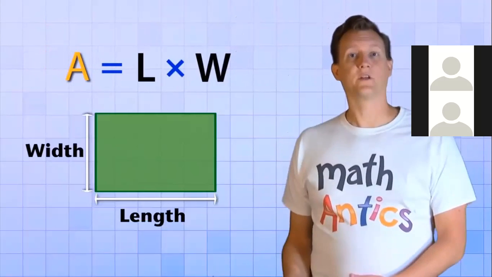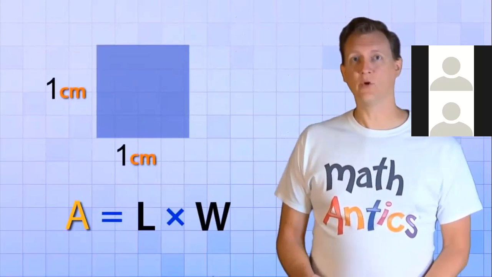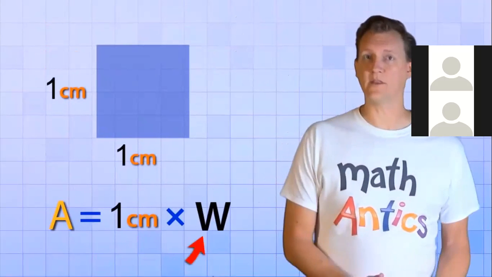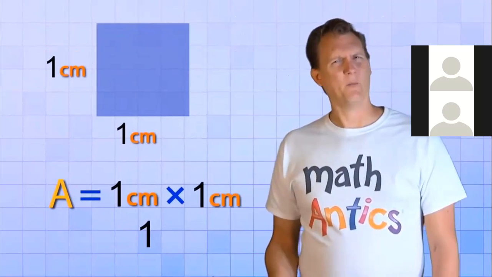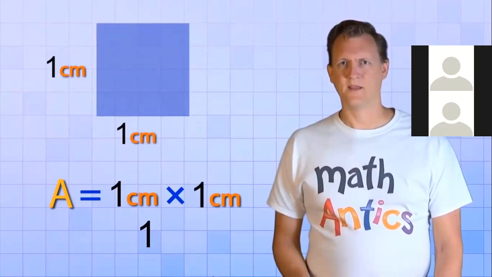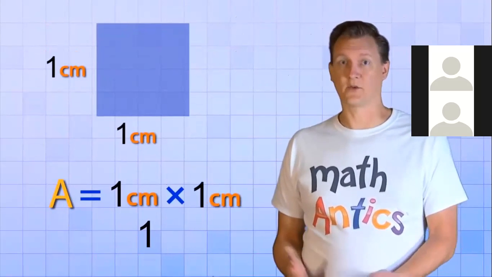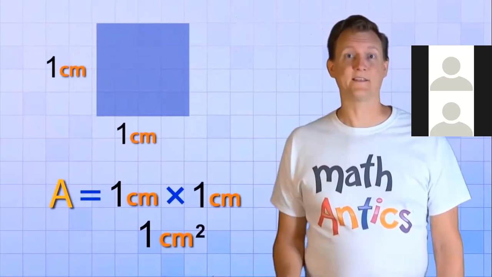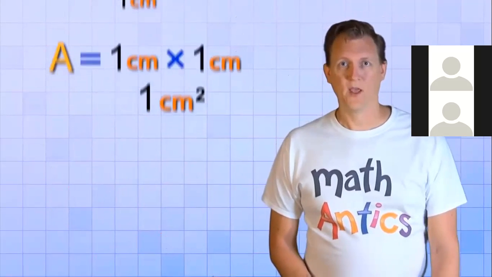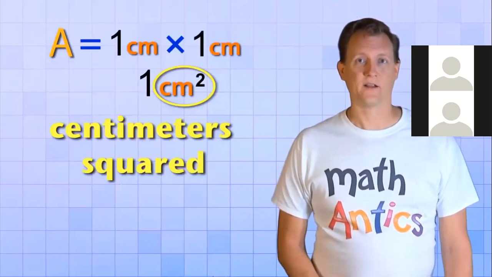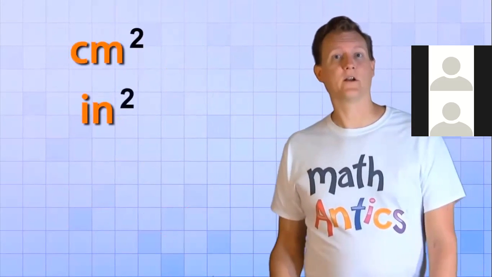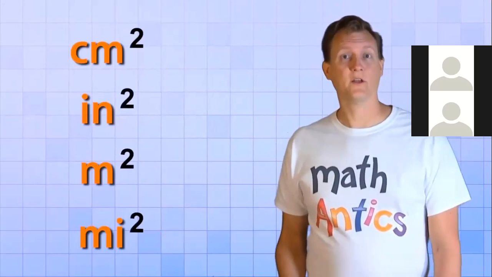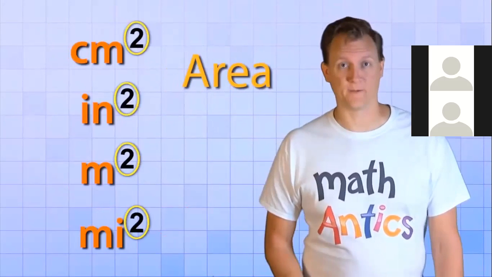So let's see if that formula works for our original square centimeter. If we multiply the length, 1 centimeter, times the width, 1 centimeter, what do we get? Well, 1 times 1 is just 1. But what about centimeter times centimeter? Centimeter times centimeter just gives us square centimeters, which we can write like this using the 2 as an exponent. We read this as centimeters squared, and it's just a shorter way of writing centimeter times centimeter. So whenever you see units like centimeters squared, or inches squared, or meters squared, or miles squared, you know it's a measurement of the two-dimensional quantity area.